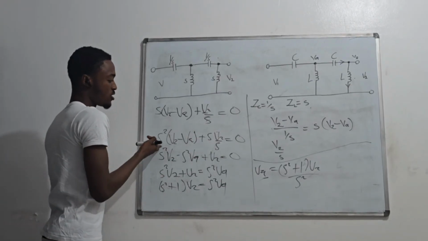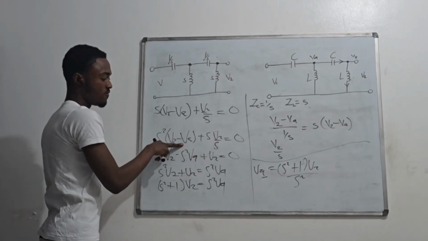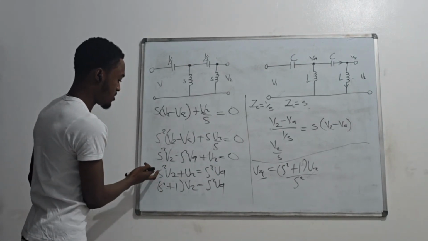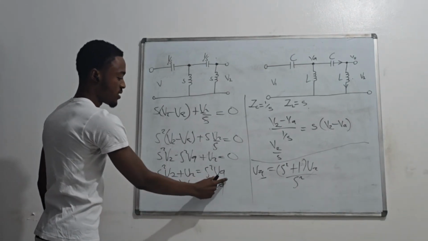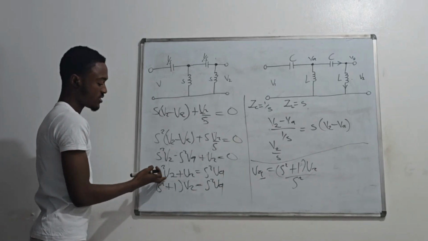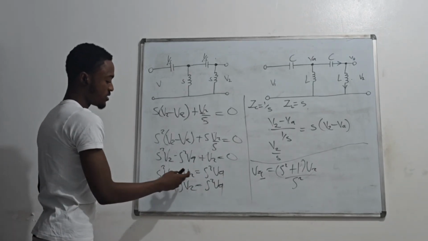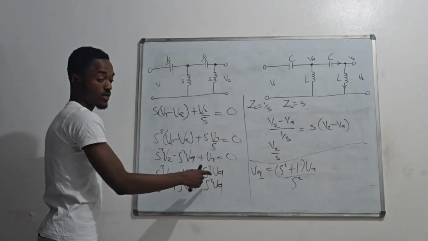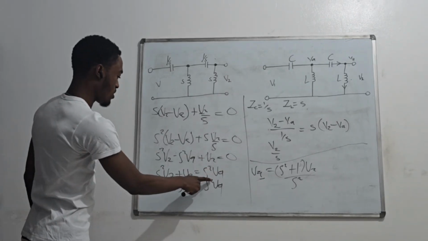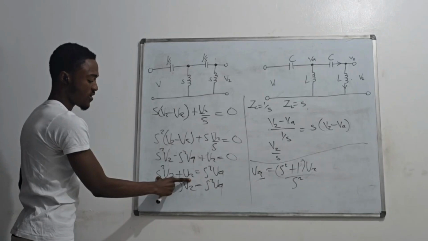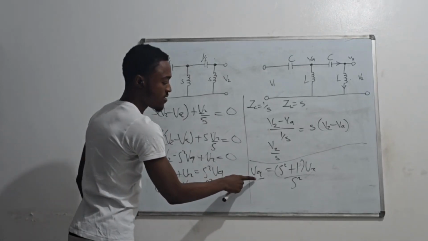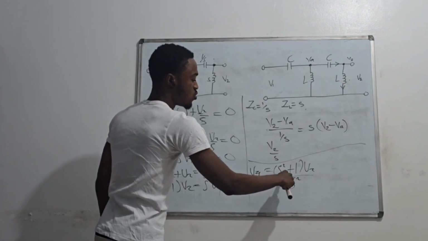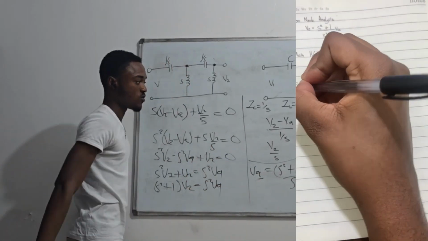Then we multiply through by S in order to make VA the subject. Solving it algebraically, we reach a point where we have to make VA the subject, so we divide through the equation by S squared so that VA stands alone. We factorize out V2, and finally we have VA is equal to (S squared plus 1) V2 all over S squared, and that's the final equation for VA.